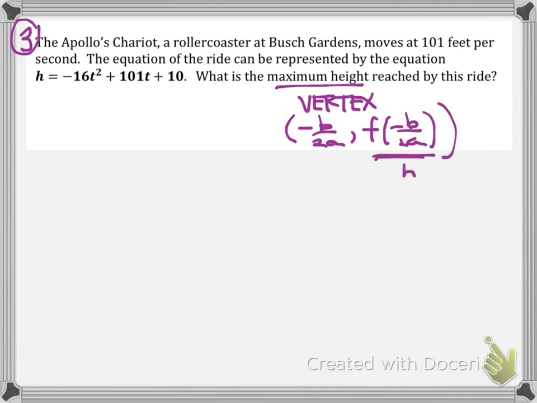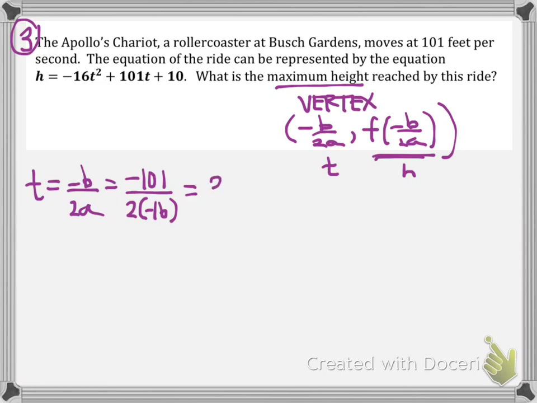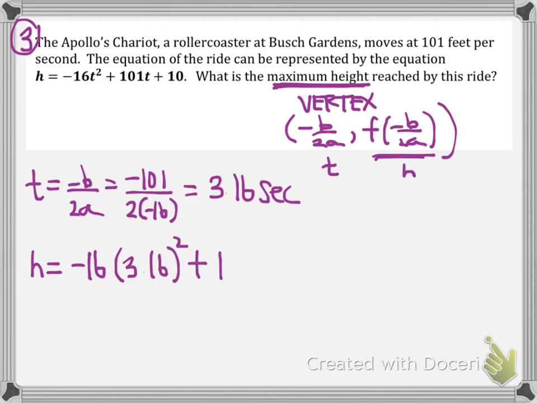Because remember, this represents your height, and this is your time. Okay, so your time is going to be negative b over 2a, and so it's going to be a negative 101 divided by 2 times negative 16. So a negative 101 divided by a negative 32 is going to be 3.16. So now your height at that time, because it's looking for the maximum height, I'm going to plug that in. So it's going to be negative 16 times 3.16 squared plus 101 times 3.16 plus 10.